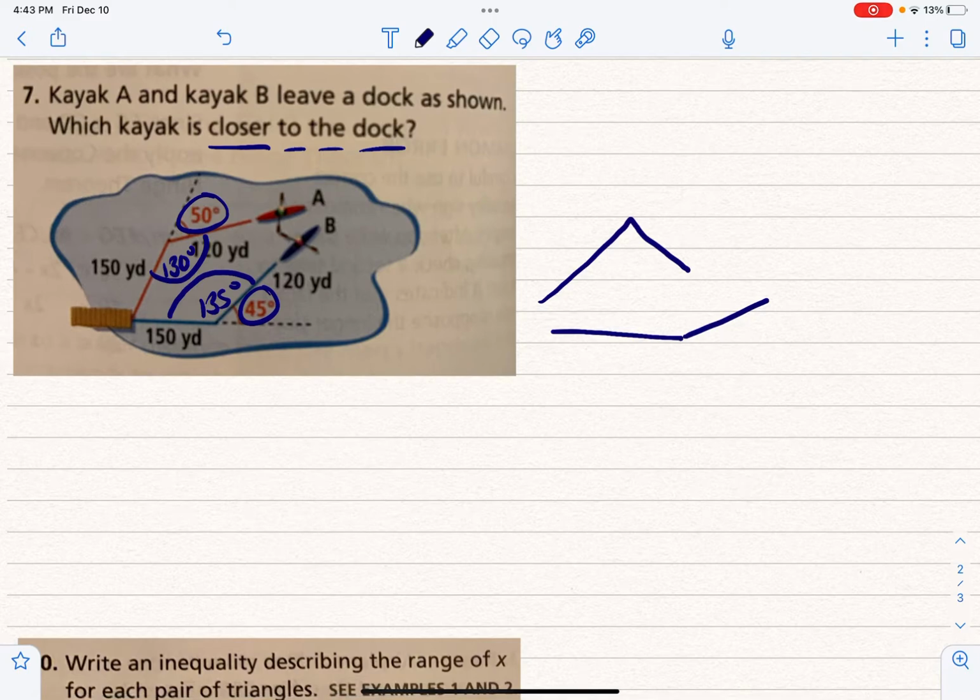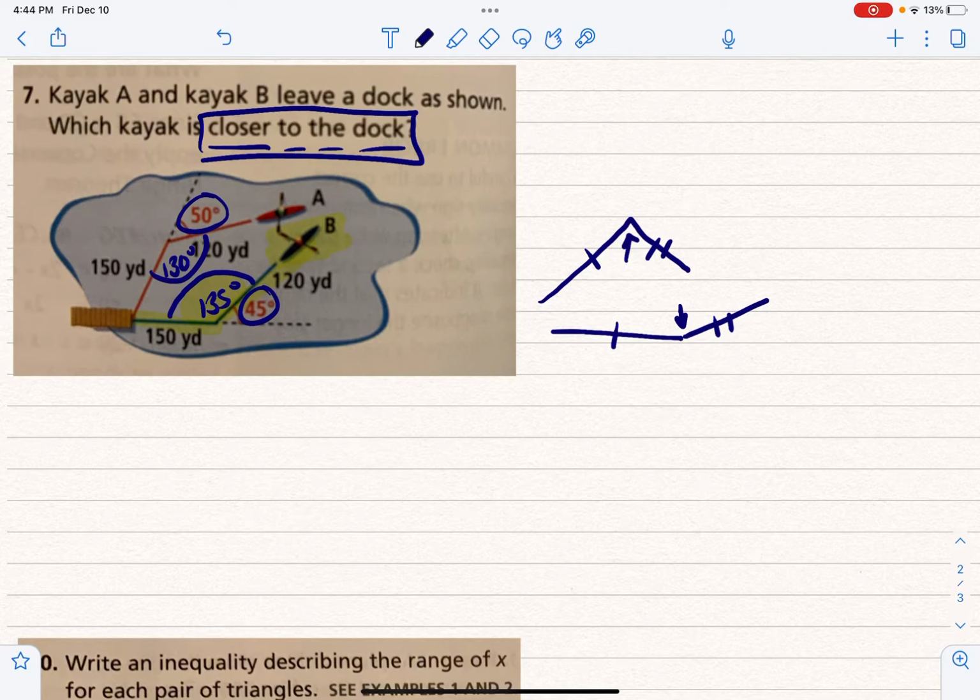But all of that, if this side's the same size as this side, and this side is the same size as this side, then it's all based on whether this angle or this angle is bigger, okay? And so because in this situation, this angle right here is bigger, then this one reached out further. So kayak B is further from the dock, which would make kayak A closer to the dock, okay?